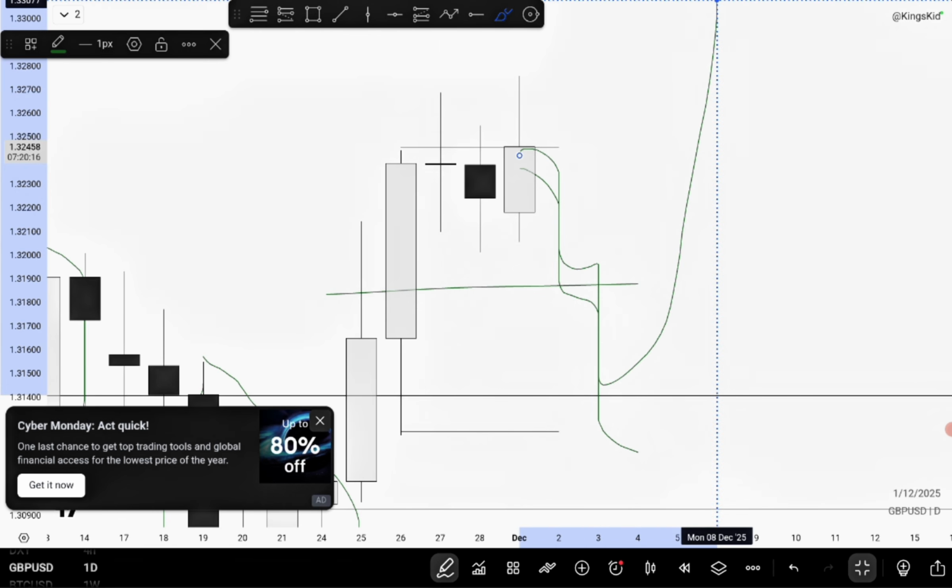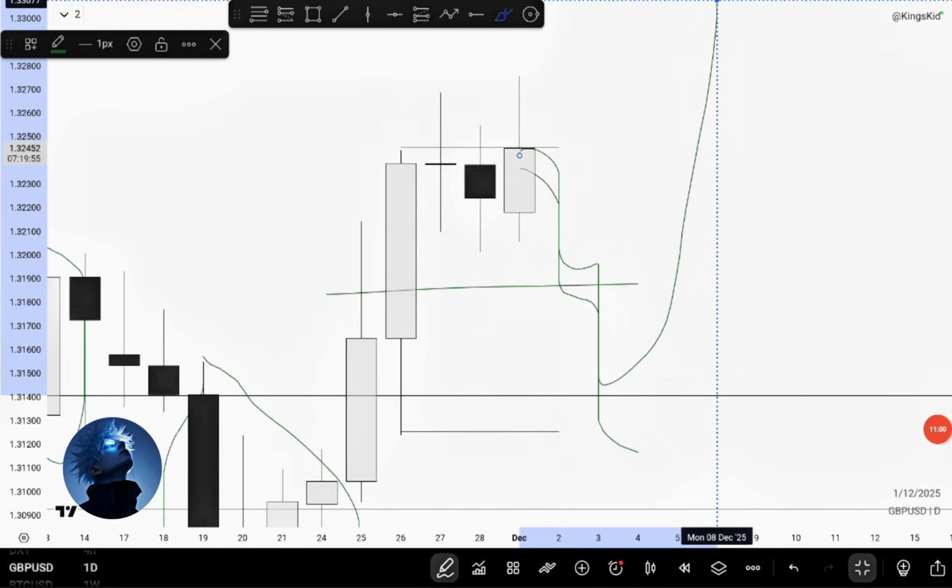So you need to get your bias in check. Once your bias is in check, you trade your ranges in the direction of the bias you have gotten until your drawing liquidity has been hit. Simple. Until your drawing liquidity has been hit.